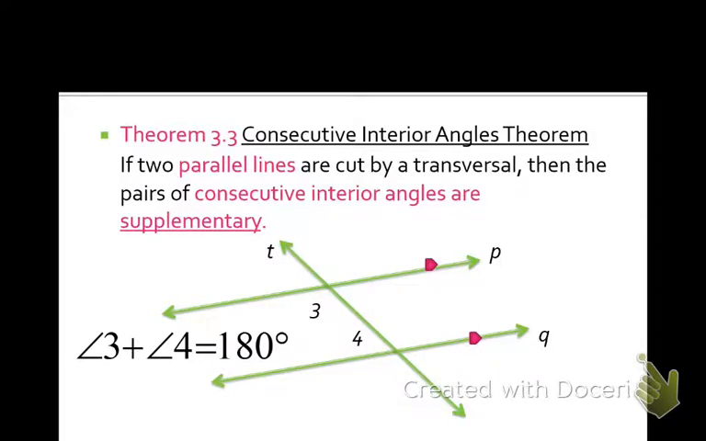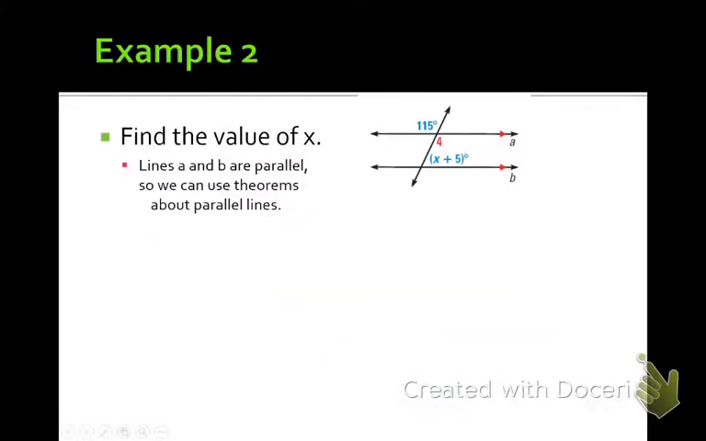Three and 4 add to 180. All right, example 2. Lines A and B are parallel, so we can use theorems about parallel lines. How can we find the measure of x?